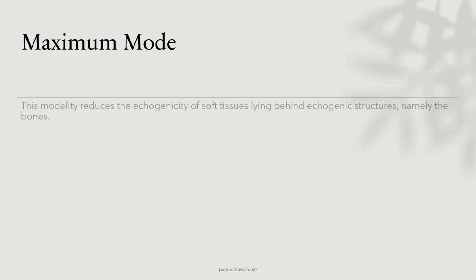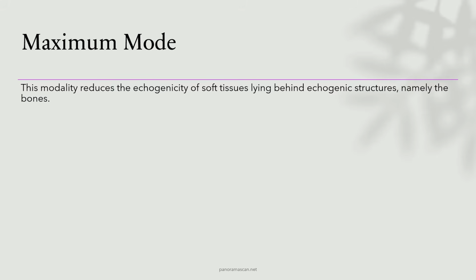Let's delve deeper into maximum mode and its advantages for imaging bone structures and curved anatomy. In maximum mode, only the maximum gray values of the volume are displayed, emphasizing the denser structures like bones. This mode is essential for clear bone imaging, as it enhances visibility by reducing the interference from surrounding tissues. An important feature of maximum mode is its ability to reduce the echogenicity of soft tissues that lie behind denser structures like bones. This ensures that bones are more clearly visible, without the masking effects of overlying soft tissue echogenicity.